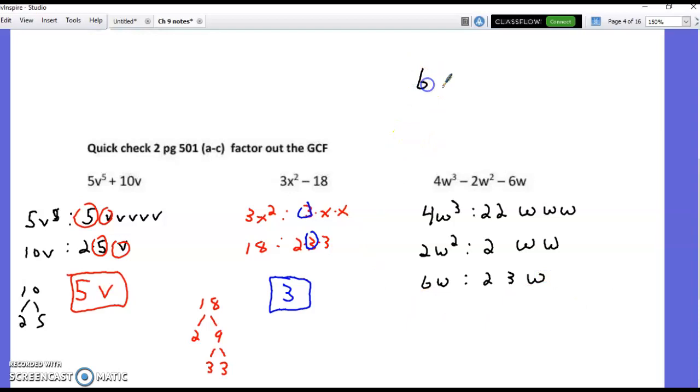And then 6, when we break that down, is 2 times 3, and then 1 w. So if you still need to do the factor tree, 2, 3, and you can see that, go ahead and do that. Going kind of fast here just because of the notes in the video, and you can pause, slow it down, rewind as you go.